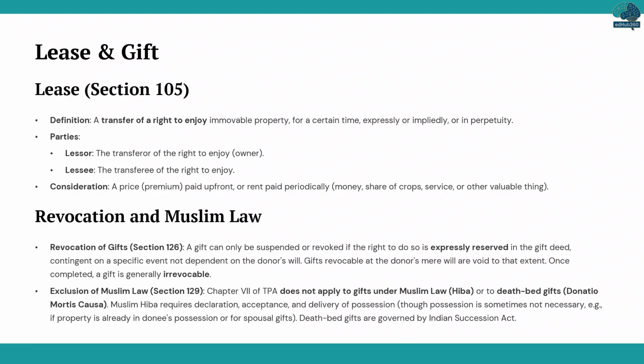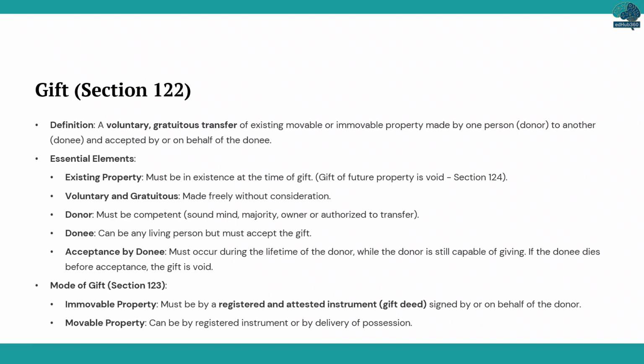Gift, as defined in Section 122, is a voluntary, gratuitous transfer of existing movable or immovable property from a donor to a donee, accepted by or on behalf of the donee. Key elements include the property being in existence, the transfer being voluntary and without consideration, and the donor being competent. Crucially, the donee must accept the gift during the donor's lifetime and while the donor is still capable of giving.